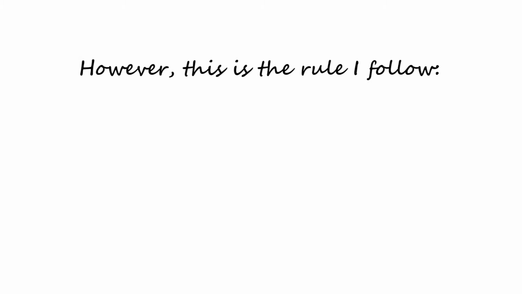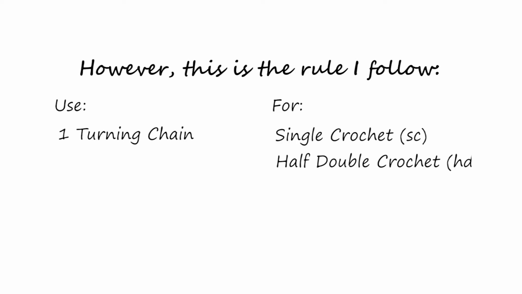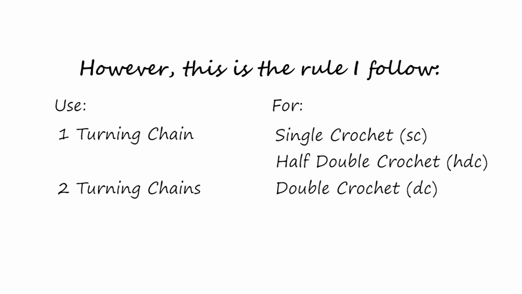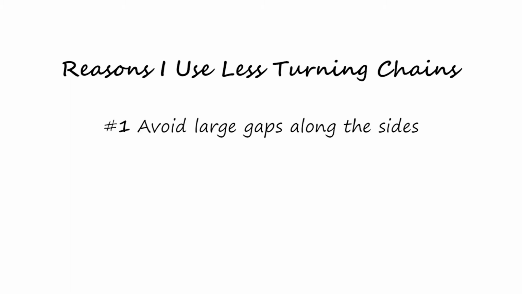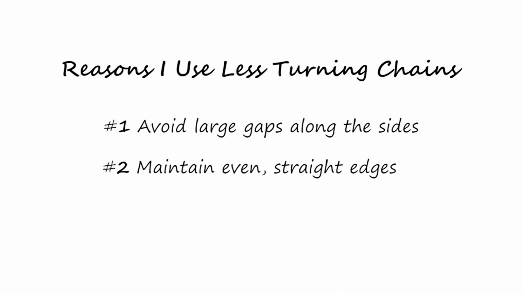But again, I don't actually follow this. I like to use 1 turning chain for single crochet and half double crochet, 2 turning chains for a double crochet, and 3 turning chains for treble crochet. That is because I don't like the big gaps that I get on the edges of the rows, and also my edges are more even and a lot more straight when I stick to this method. But you can decide by practicing with both of these and determine which method works best for you.